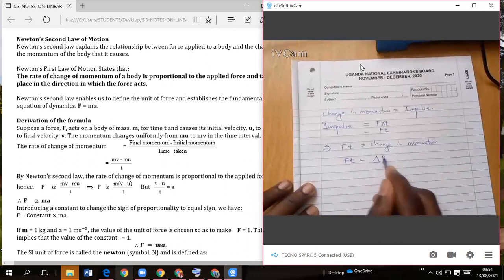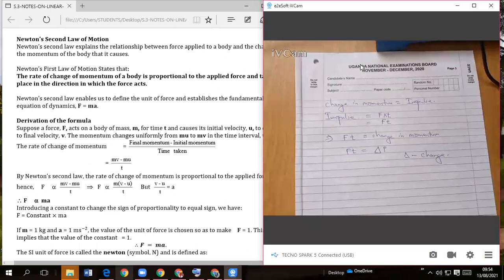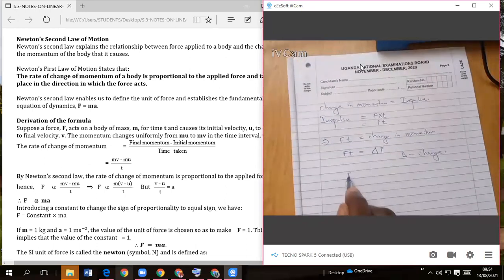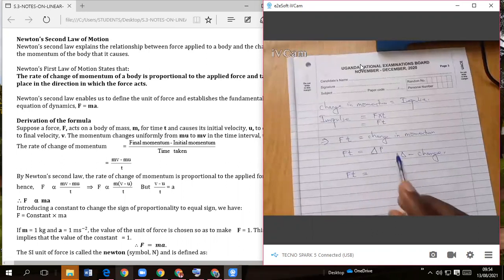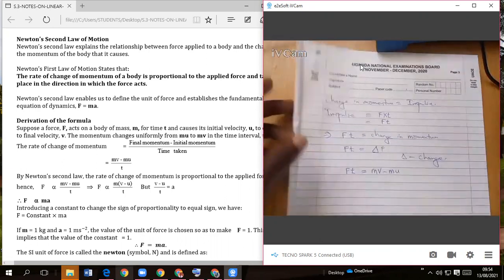This symbol is called delta, which stands for change. Delta means change. So we can go ahead and say, remember, change in momentum is final momentum minus initial momentum. Do you remember that?